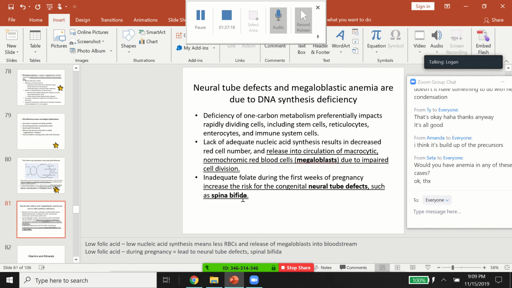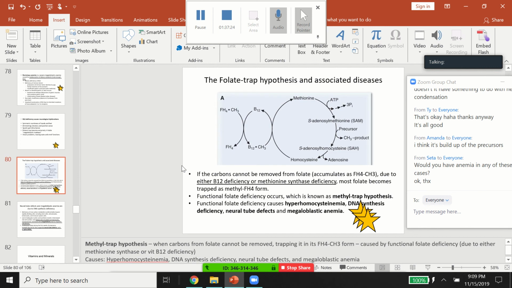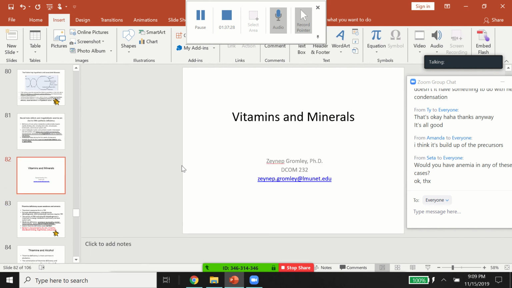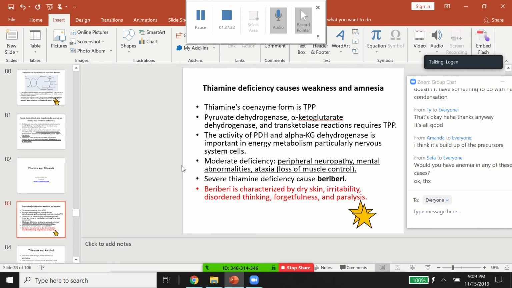I think this goes more into specifics on how you get those different things, but it's more important to just know that you get them. So this is more of an FYI type slide. All right, so vitamins and minerals. Onward to the next stuff.